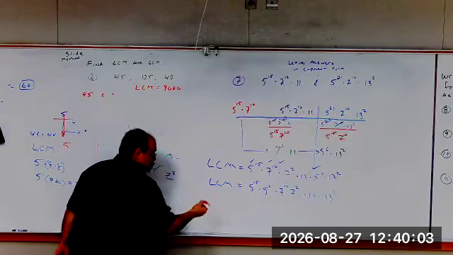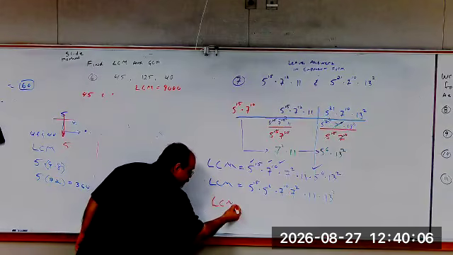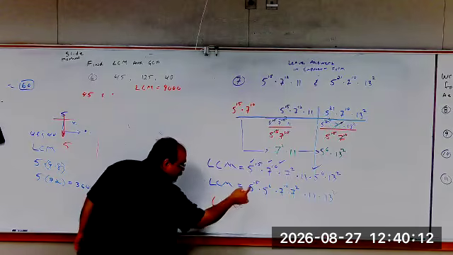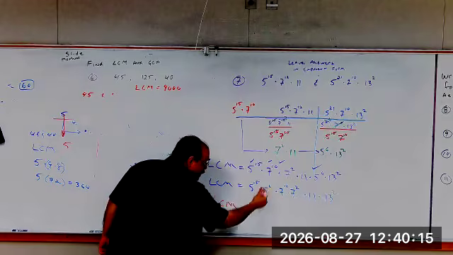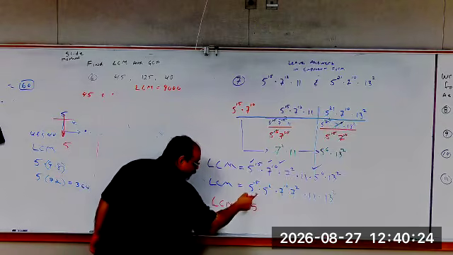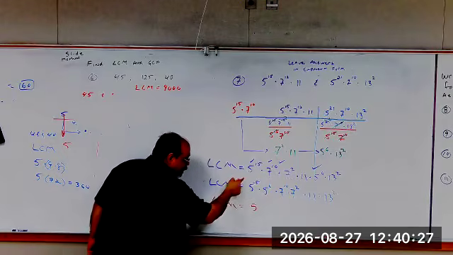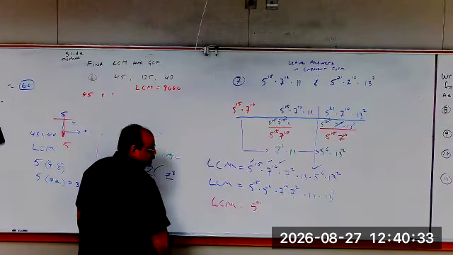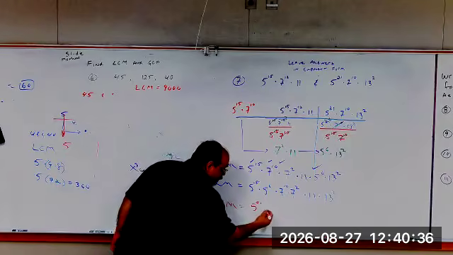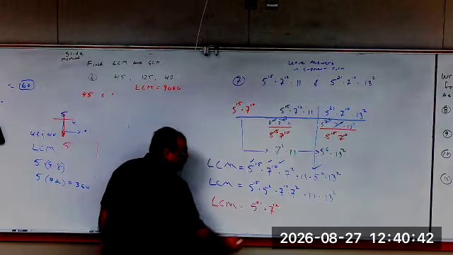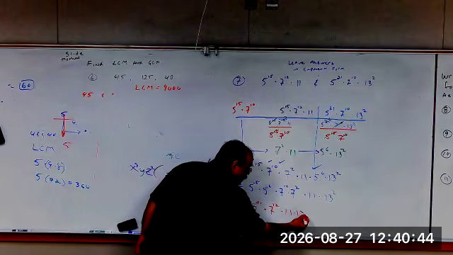And then try not to be over anxious because it's very easy to get this one a little messed up. 5 to the 15th times 5 to the 6th is 5 to the... when you multiply, you add the exponents. Times 7, 10 plus 2 is 12. And then times an 11 times a 13 squared.